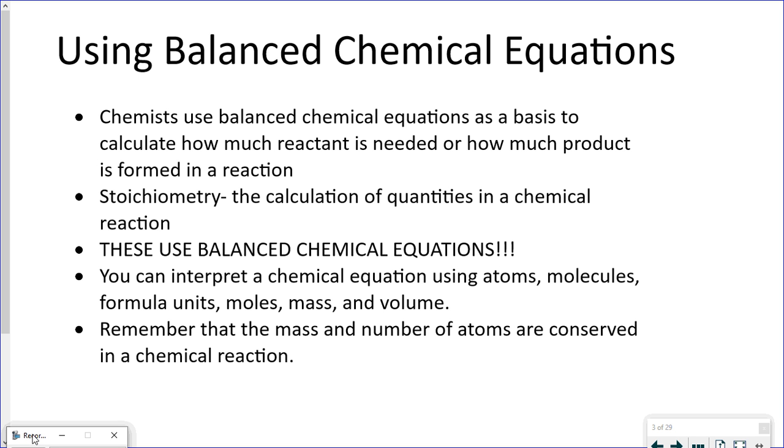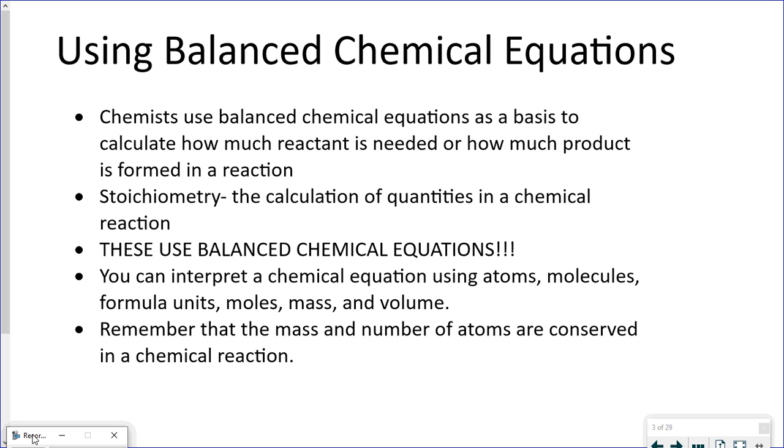So for stoichiometry, we are going to be using balanced chemical equations as a basis to calculate how much reactant is needed to make a certain amount of product, or to figure out how much product will be produced during a reaction. Stoichiometry is the calculation of quantities in a chemical reaction, and make sure that this is going to be using balanced chemical equations. So you always want to double check and make sure your reaction is balanced before proceeding with any calculations.